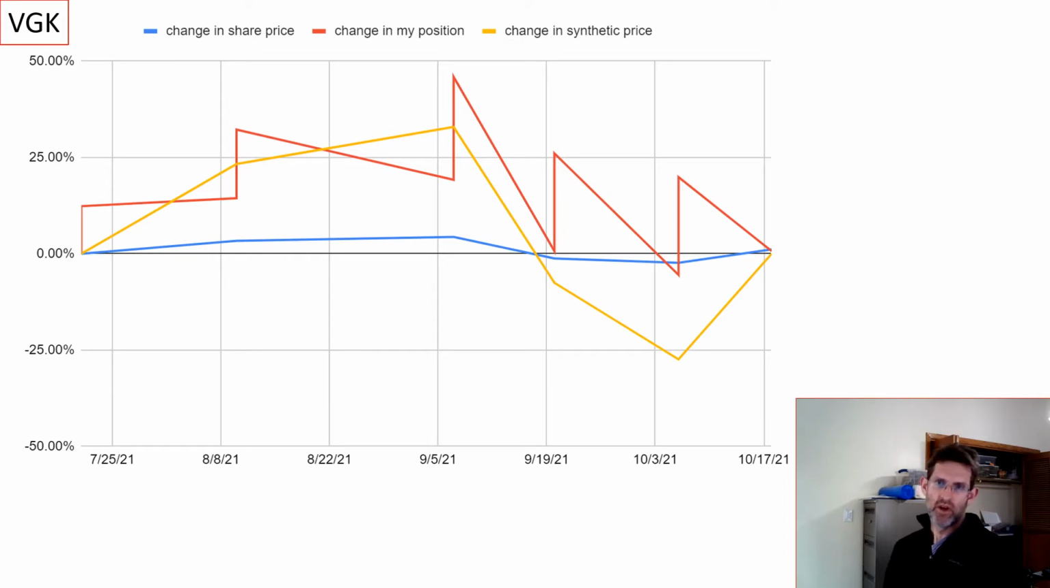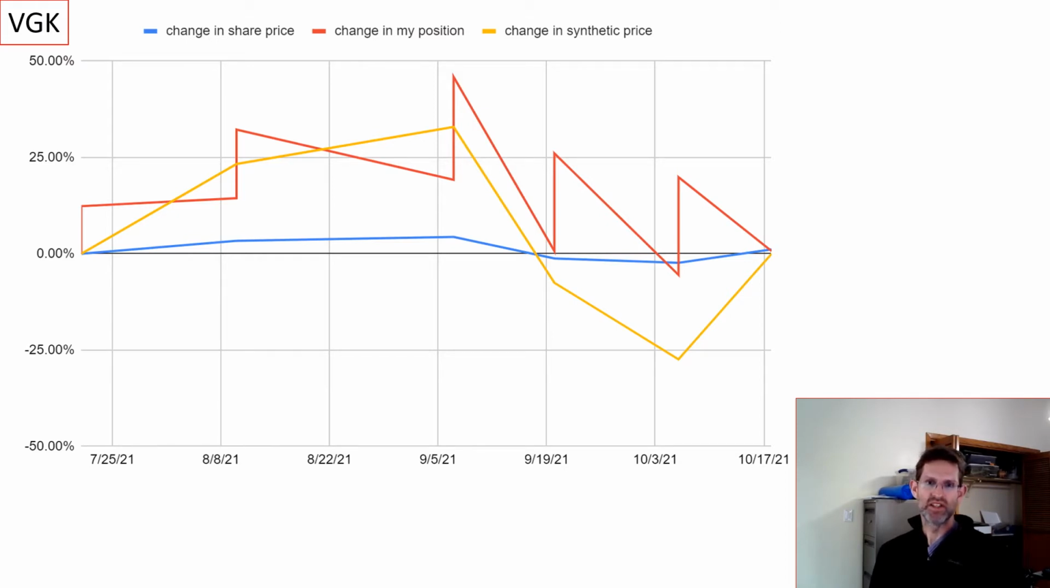So I thought it'd be useful to go through many of my positions in the Merrill-Lynch account, as well as my Robinhood account, just to see how I'm performing, how the poor man's covered call is doing. There's no substitute for actual results. You can talk theory all you want, but this is what matters.